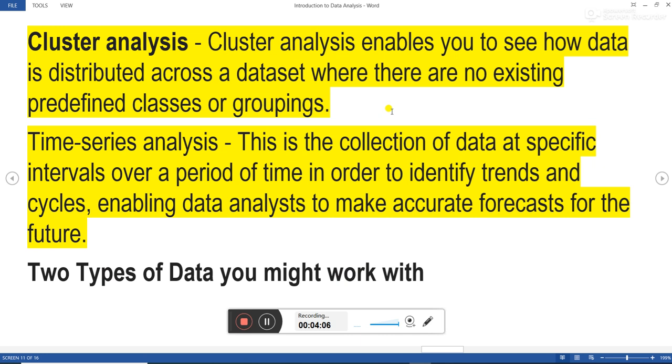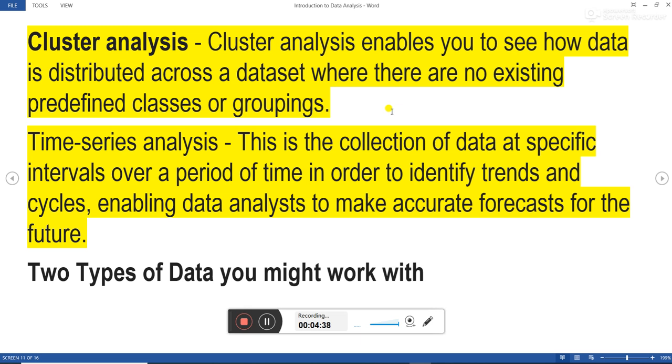Cluster analysis. Cluster analysis enables you to see how data is distributed across a data set where there are no existing predefined classes or groupings. Then time series analysis. This is a collection of data at specific intervals over a period of time in order to identify trends and cycles, enabling data analysts to make accurate forecasts for the future. You will see how time series analysis will be used in a case study on unpaid gig work.